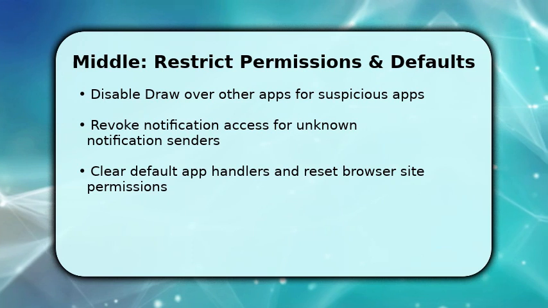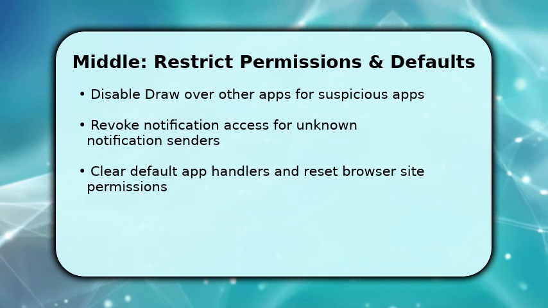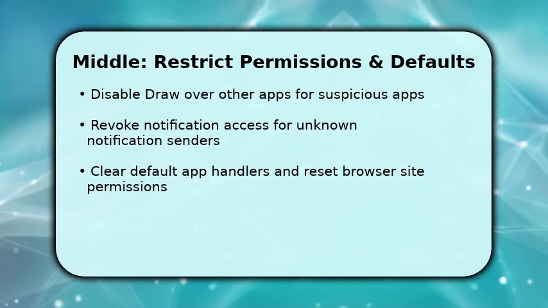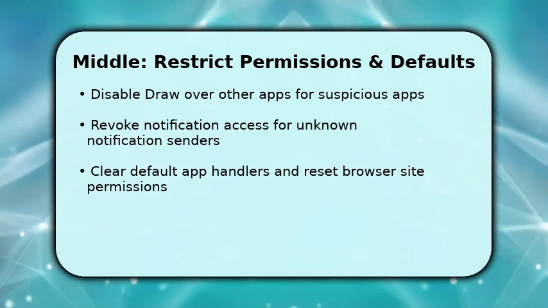Next, revoke notification access for apps you don't trust and inspect each app's notification channels. Then open the browser, clear site permissions and pop-up settings, and reset defaults where unknown apps are set as handlers. This cuts off many ad delivery paths.